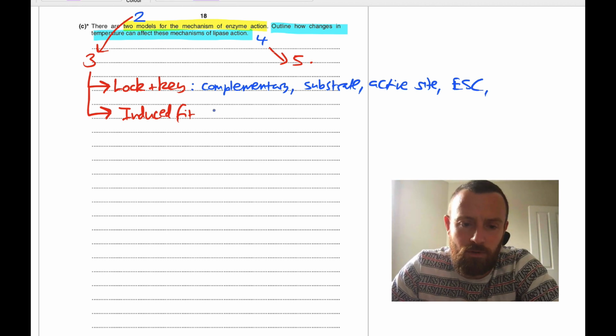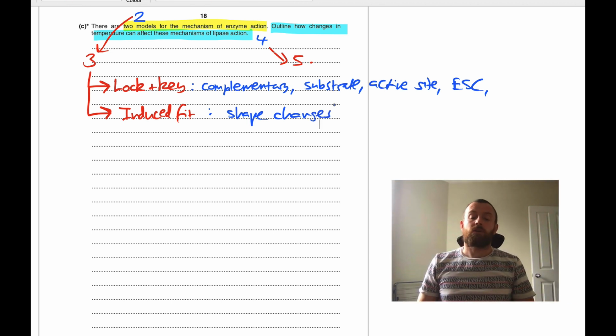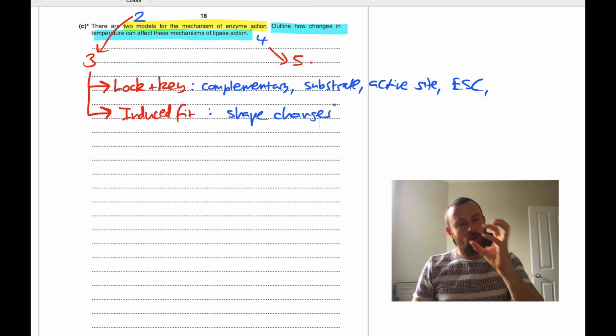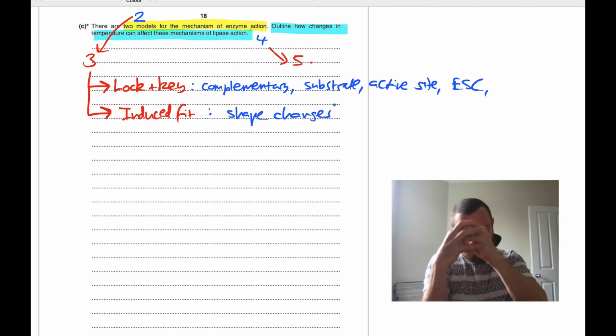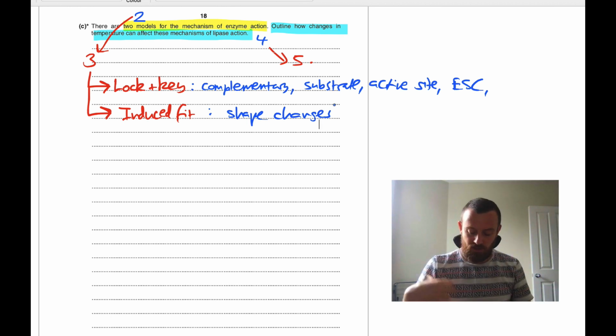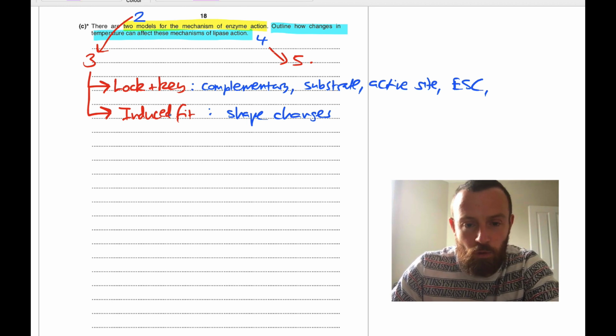Lock and key doesn't change shape. And then with induced fit, the shape changes slightly. We want to use all those words again, but we want to explain that for induced fit, as the substrate goes into the active site, the enzyme sort of accepts it and subtly changes shape around it, and then it reacts and then it releases it. Okay, so there's a slight change of shape. So hopefully we can get 3 marks for fully explaining all of that.